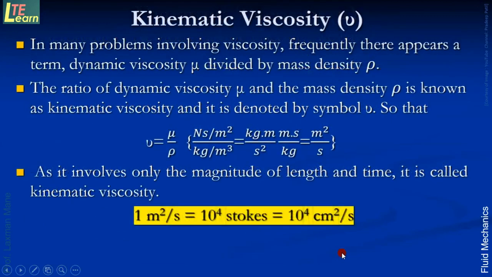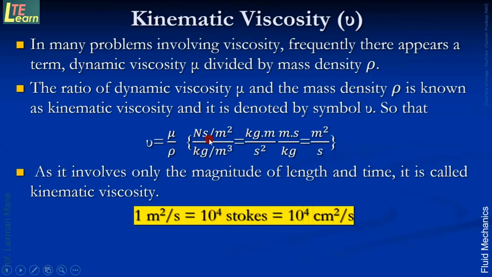The second type of viscosity is kinematic viscosity. It is indicated by the letter nu. In many problems involving viscosity, frequently there appears a term dynamic viscosity mu divided by mass density. Means its relation is what? Mu upon rho. So this is what kinematic viscosity is.